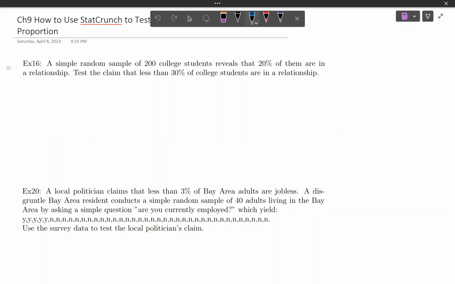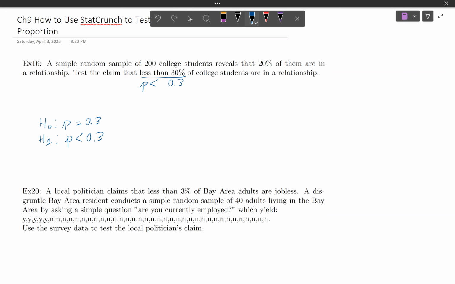So look at the claim. They say less than 30%. Well, 30% is the proportion. So less than is less than, 30% is 0.3, proportion is P. This is the alternative hypothesis. We can set up the hypotheses H0, H1. In H1, P less than 0.3, and we can only use equality in H sub 0. So that's P equal to 0.3.